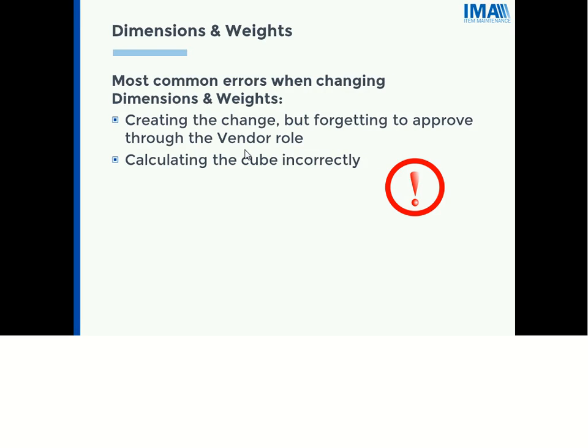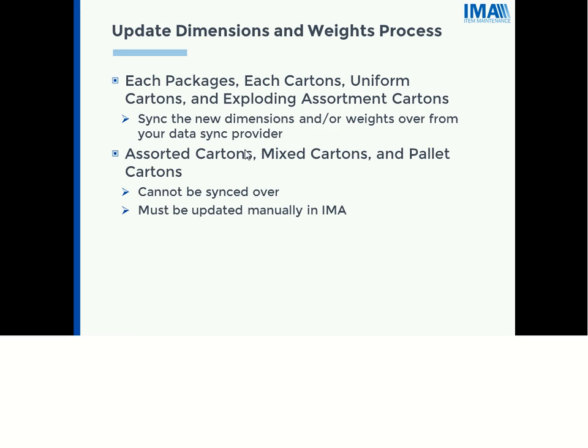So the most common errors when changing dimensions and weights: creating the change, but forgetting to approve through the vendor role, and then calculating the cube incorrectly. Now, if you have each packages, each cartons, uniform cartons, and exploding assortment cartons, you can actually sync those new dimensions and weights over from your data sync provider, so you don't have to go in and update them manually.